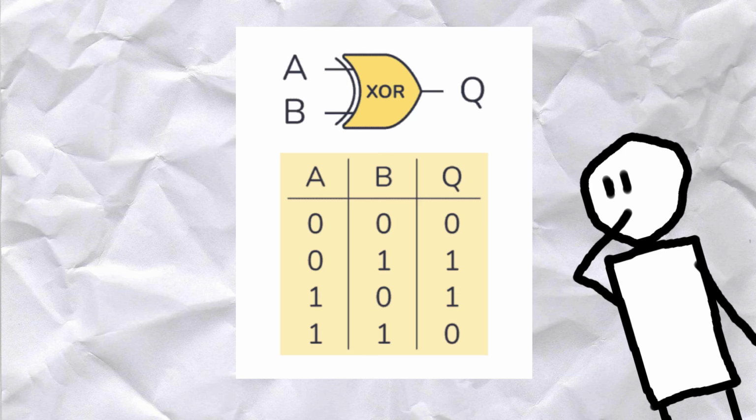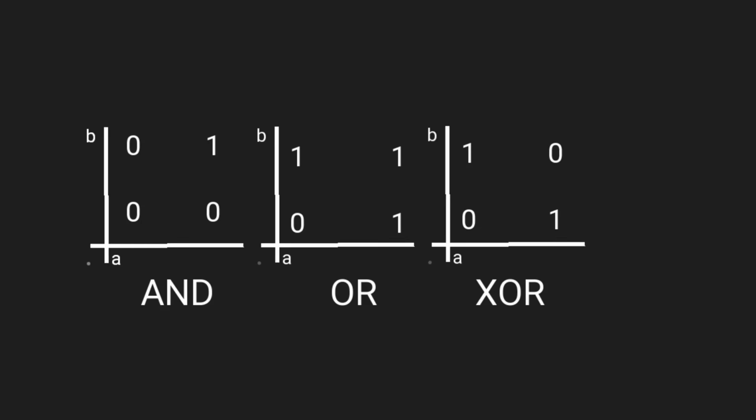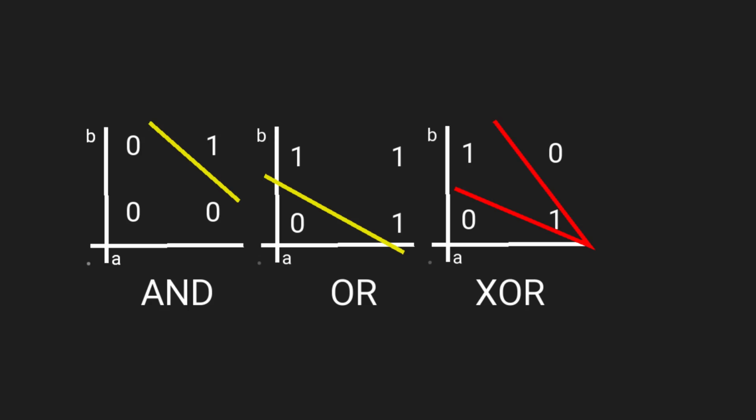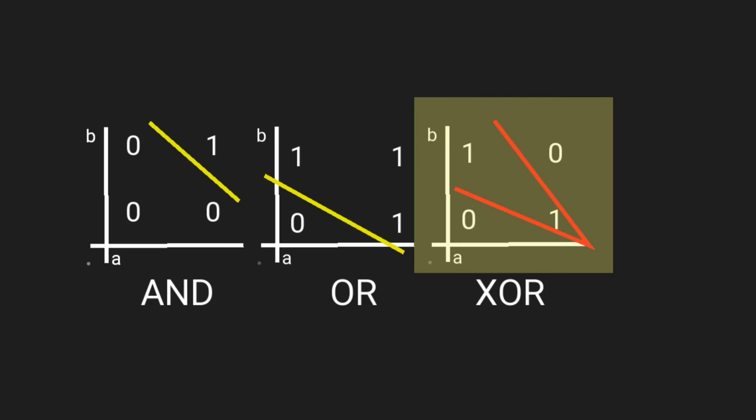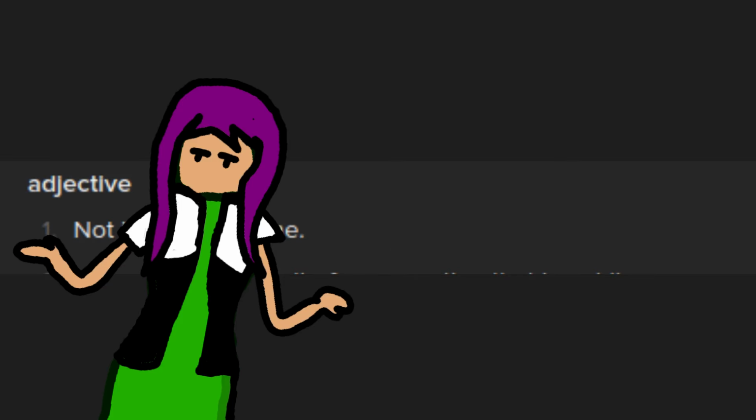That's the function from digital electronics, isn't it? Yes! In AI, it's used because, well, let me plot all the Boolean functions on a graph. As you can see, all other functions can be separated by a line, and as we've established, lines are garbage. Except for XOR, which tests the network's ability to deal with nonlinear problems, which basically means the dataset cannot be separated by a single line. Who would have guessed that?